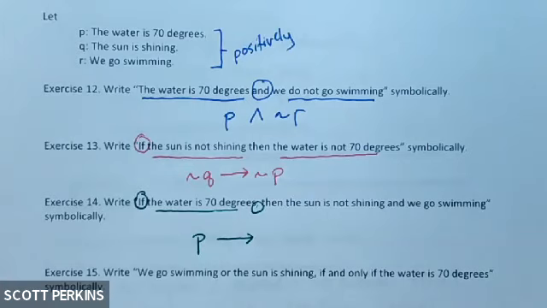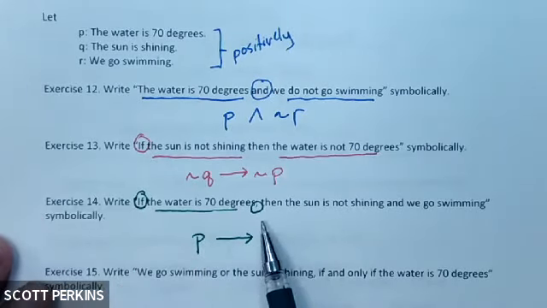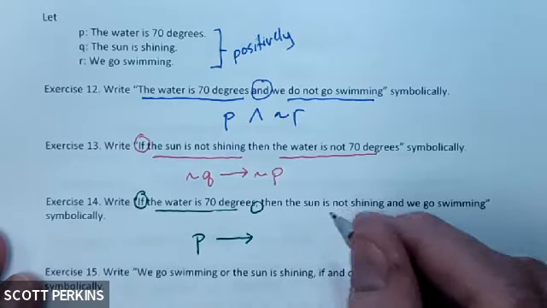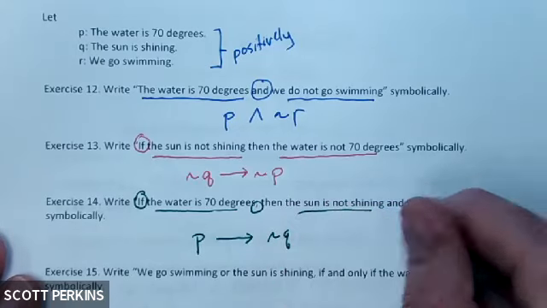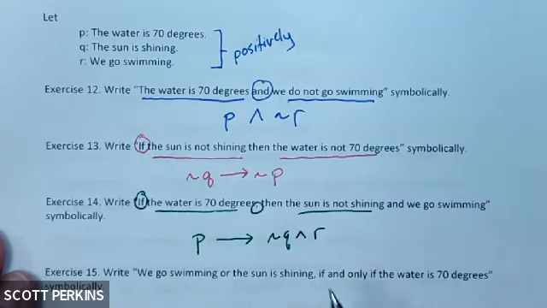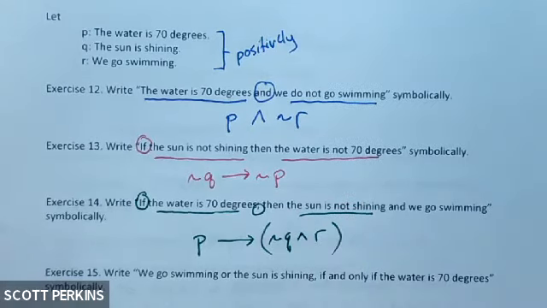That means I do not need parentheses on this side because there's only one statement, but notice after the comma, there's two things over here. So I've got then the sun is not shining, so that is squiggly Q, and we go swimming, which is R. Because both of those are together on the same side of the comma, I put parentheses around that side. Tracking with me? That's a pretty difficult thing, especially the first couple times you do it.